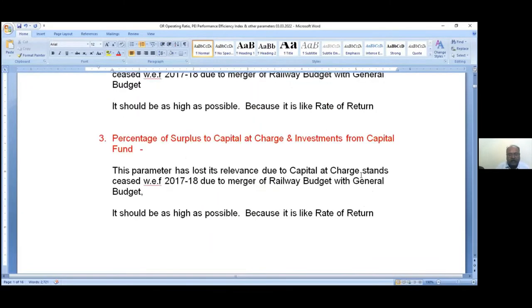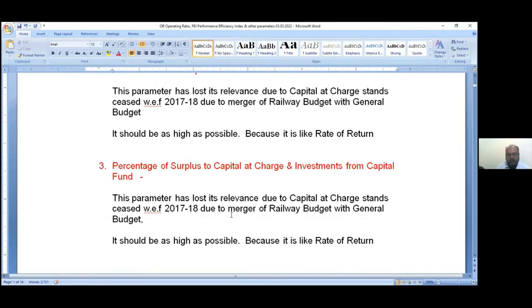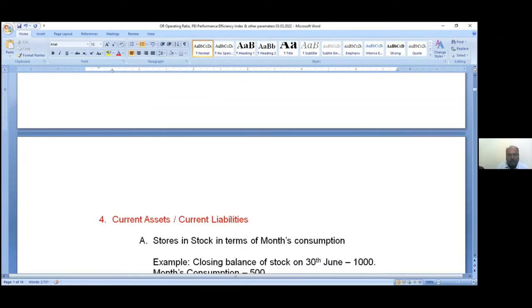Similarly, another ratio is also not required, that is the percentage of surplus to capital at charge and investment from capital fund. The difference between net receipts and surplus is nothing but dividends paid. So this parameter also has lost its significance because the capital charge has ceased. Otherwise it should be as high as possible. It is also like a rate of return. Now we go to the next parameter.